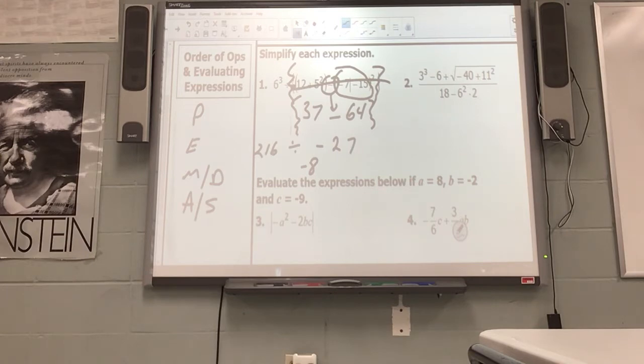Alright, start me off on number 2, y'all talk to me. Don't be scared. Y'all did it right over there on your board? What'd y'all do first over there on number 2? I took all the exponents and went ahead and found what they were.